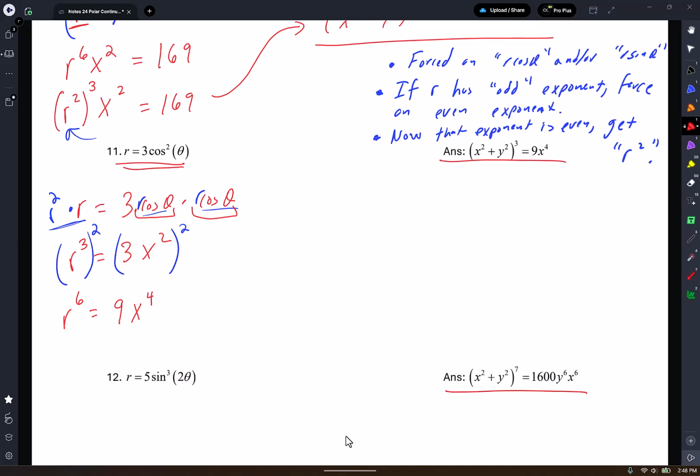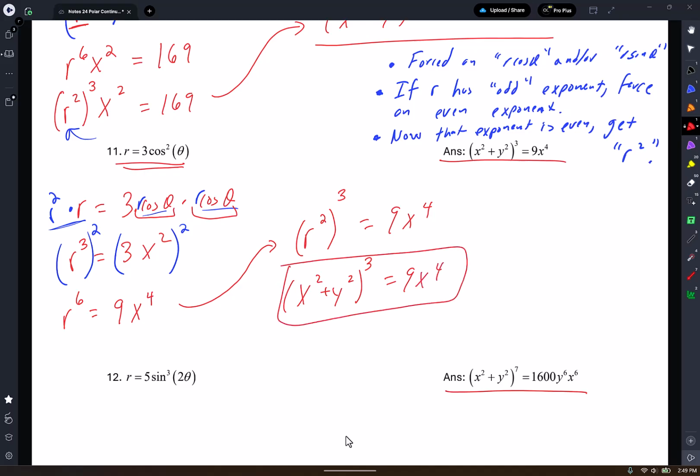Now my bullet says, now that exponent is even, get r squared. Okay. How do I turn r to the 6 into r squared? R squared, close it, put what power? 3. There it is. That's still r to the 6 equals 9x to the 4th. And that's it. Now just substitute what r squared is. What's r squared? Raised to the power 3. And there it is, guys. We did it. Now we're becoming pros. How do we feel? Okay.